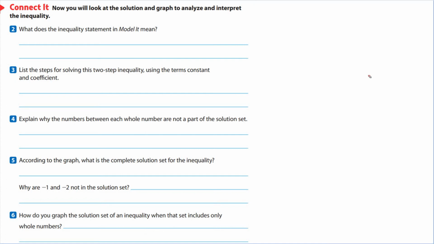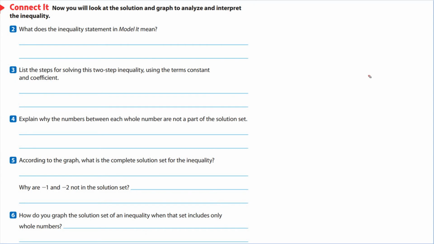Question 4. Explain why the numbers between each whole number are not a part of the solution set. And we talked about that. Just think about that. Question 5. According to the graph, what is the complete solution set for the inequality? Why are negative 1 and negative 2 not in the solution set?